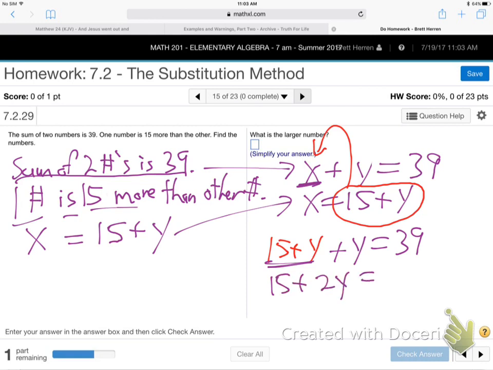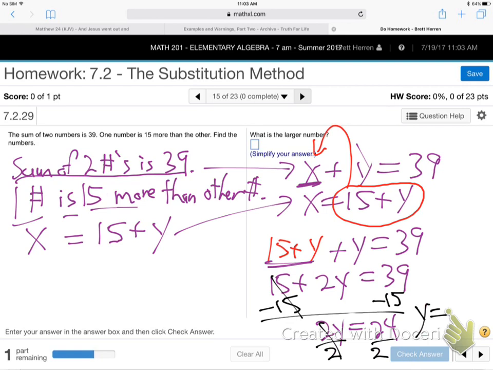15 and y and y is 2y. This is 39. Y is saying I want to be alone. What do we do to get it alone? Subtract the 15. Boom. 2y is what? 24. 2y is 24. Last step, divide by 2. Y is 12.